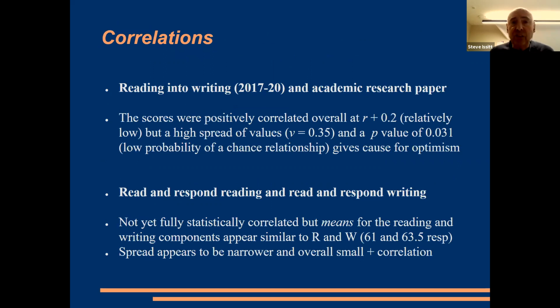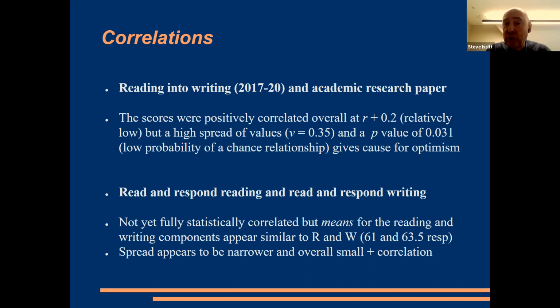Okay. Correlations. Now, for the original format, the reading into writing an academic research paper, the scores were positively correlated, not significantly correlated, relatively low, but in the right direction. There was a pretty high spread of values and a p-value of 0.31, low probability of a chance relationship. So that gave us cause for optimism.